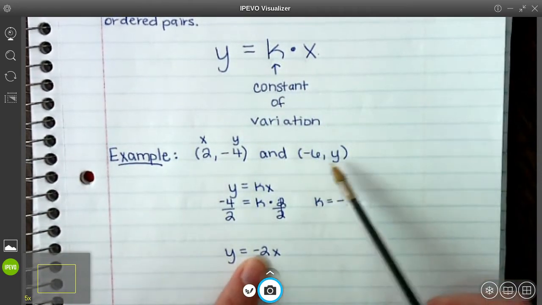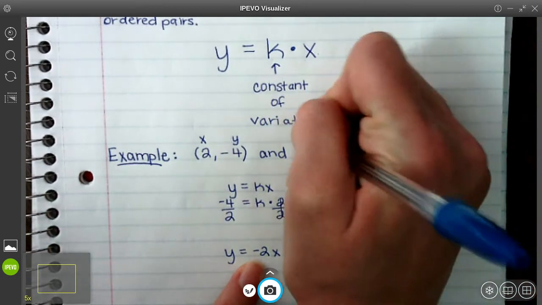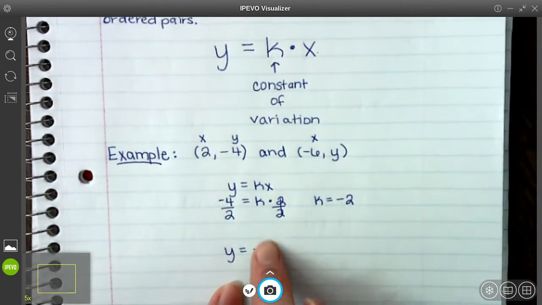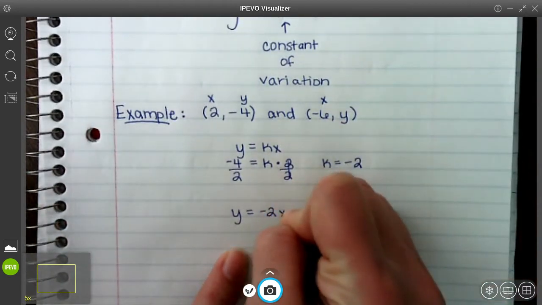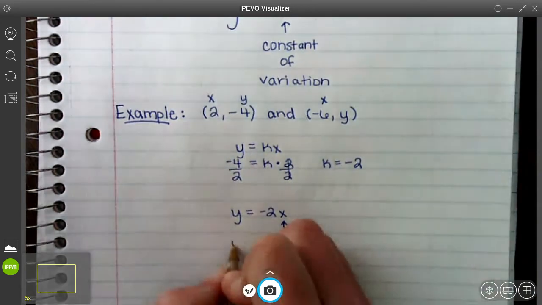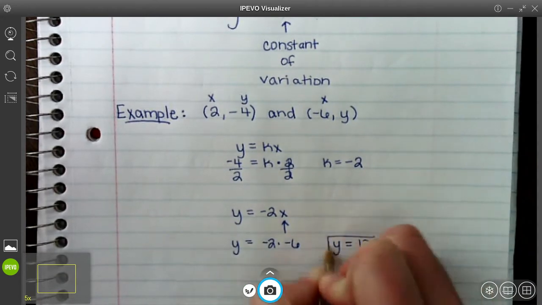So now if we know this point is a part of this function as well, we can say, all right, if we have an x of -6, then what's going to be y? Well, we can plug -6 in here. So -2 times -6. And what's -2 times -6? 12. So we could say that y equals 12.